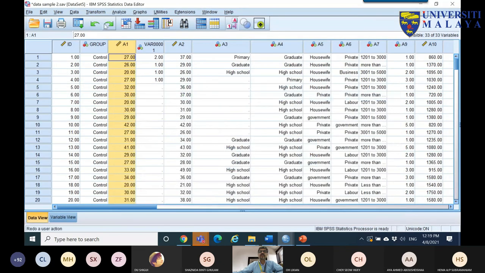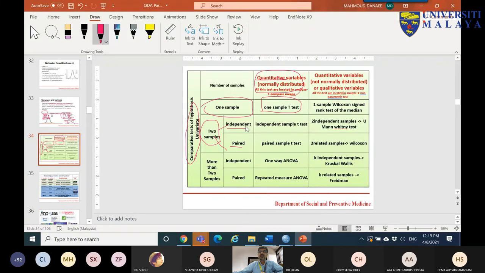Now, what do I need to do? I want to compare between two groups. According to this guideline, the two groups are independent, control and experiment, because a subject can be either in control or intervention. A person cannot attend all these wings or arms. So what do I need to do? Independent sample t-test. Okay, go ahead.